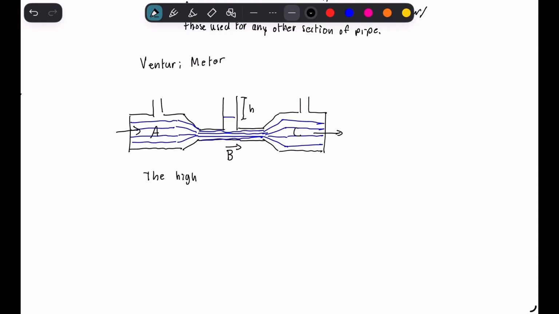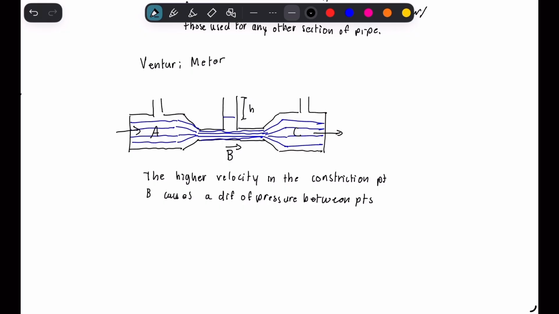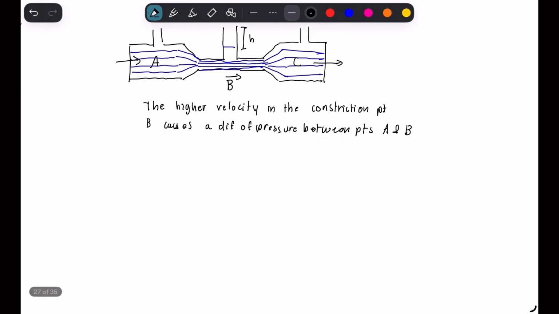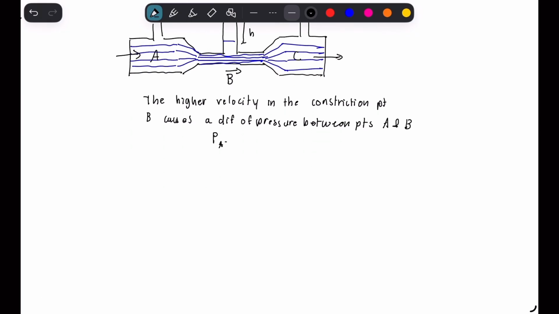A key detail is the higher velocity in the constriction point B causes a difference of pressure between our points A and B. So you can say PA minus PB is equal to rho g h. Let's look at some examples.